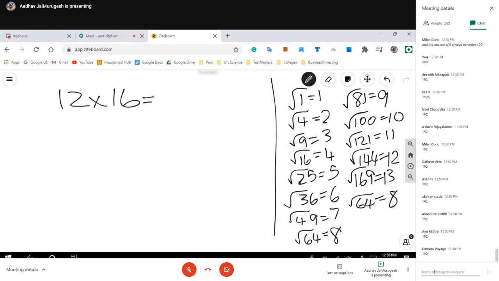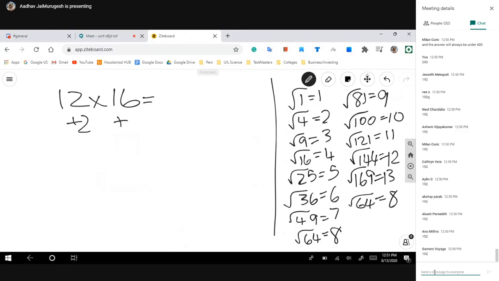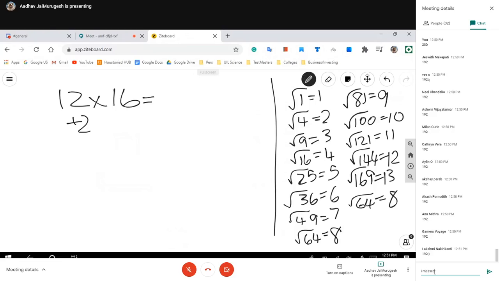So 12 is 2 away from 10, so we're going to do plus 2, and 16 is 6 away from 10. Another important misconception is that since 16 is closer to 20, a lot of people do plus 4. But please remember that we are only taking the base of 10. We're not taking a base of 20, because a base of 20 would require a whole new set of rules, a whole new trick by itself. So please remember to only take the base of 10.